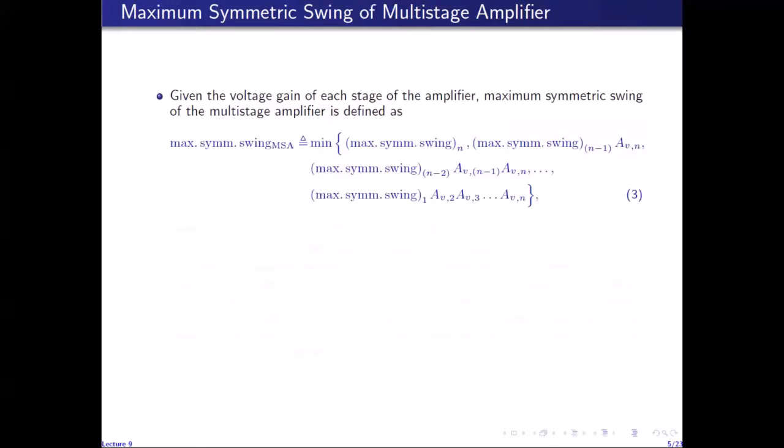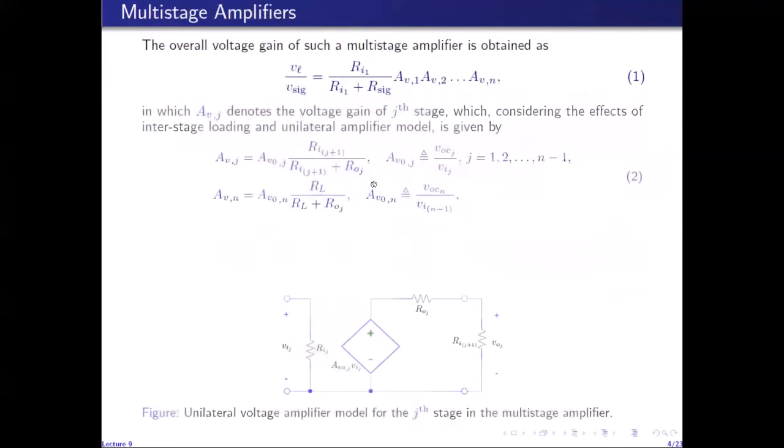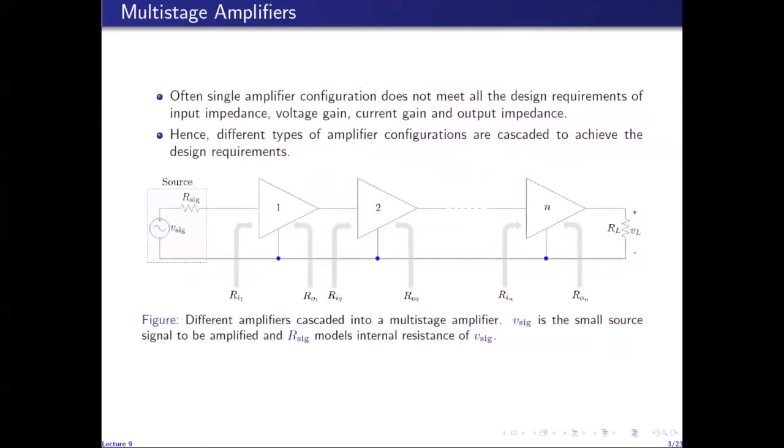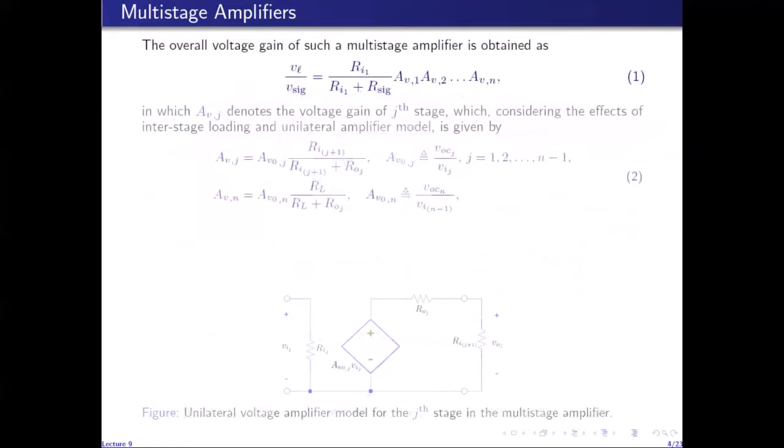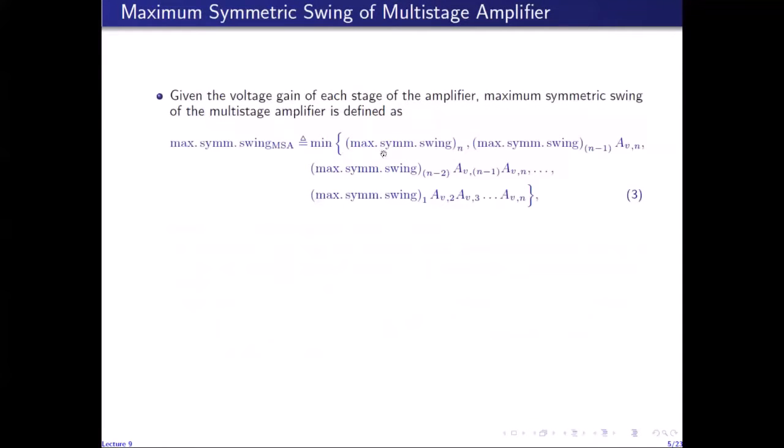So we can find the maximum symmetric swing of a multi-stage amplifier in terms of the maximum symmetric swing of the individual stages. We've already found the maximum symmetric swing of the individual stages, because these individual stages are either common emitter, common base, or common collector amplifiers, and we have already found the maximum symmetric swing of these three configurations. So using the maximum symmetric swing of the individual stages, we define the maximum symmetric swing of the multi-stage amplifier like this. It is the minimum of these terms here.